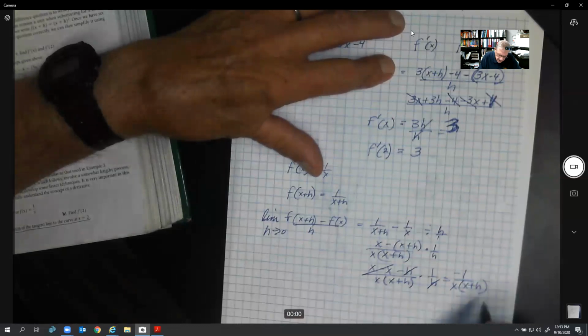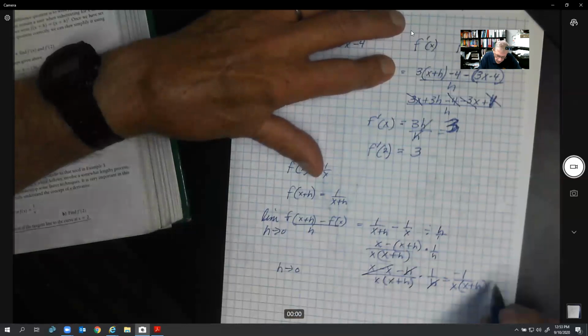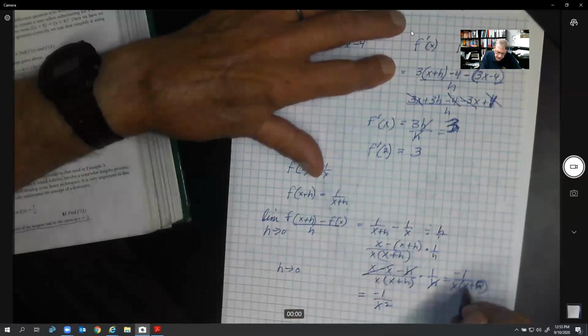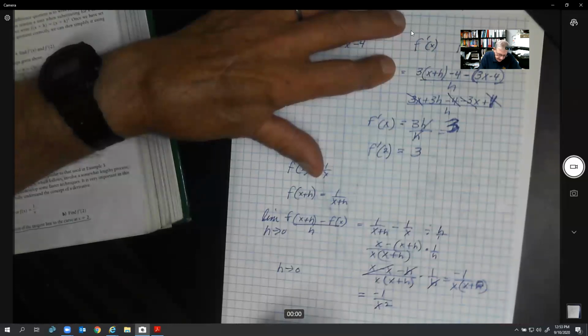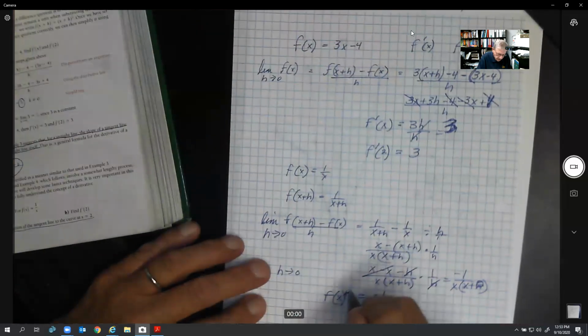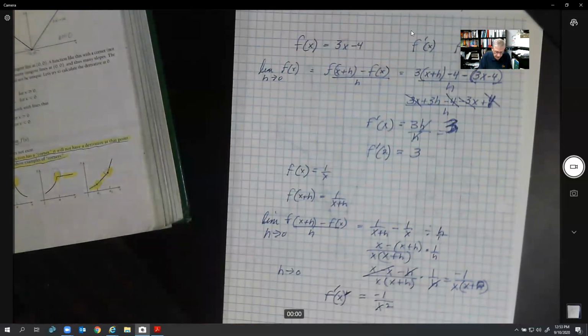Now we're going to let h approach 0. When h approaches 0, this becomes a 0, and I get negative 1 over x squared, because this is x plus 0. It's not 0, it's just x plus 0. And that would be our first derivative. Or you could put it as f prime x, like that. So we have calculated this out, and we got our answer.